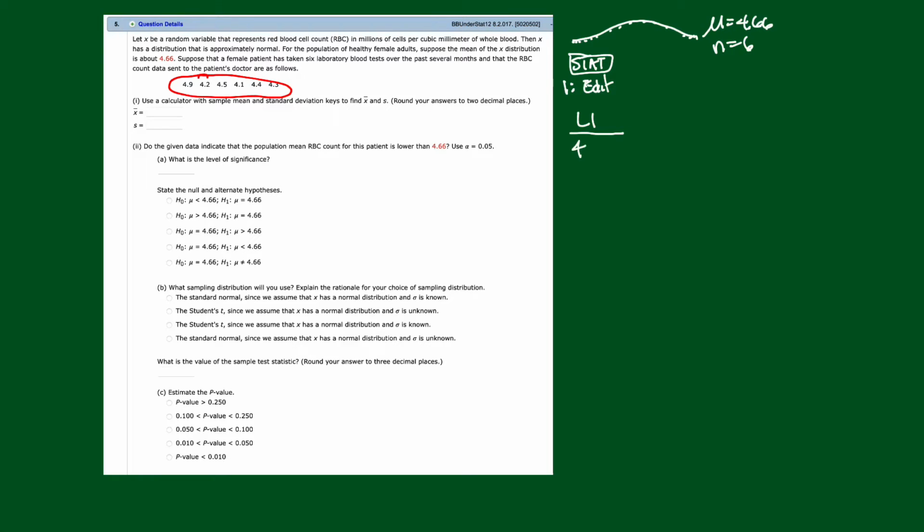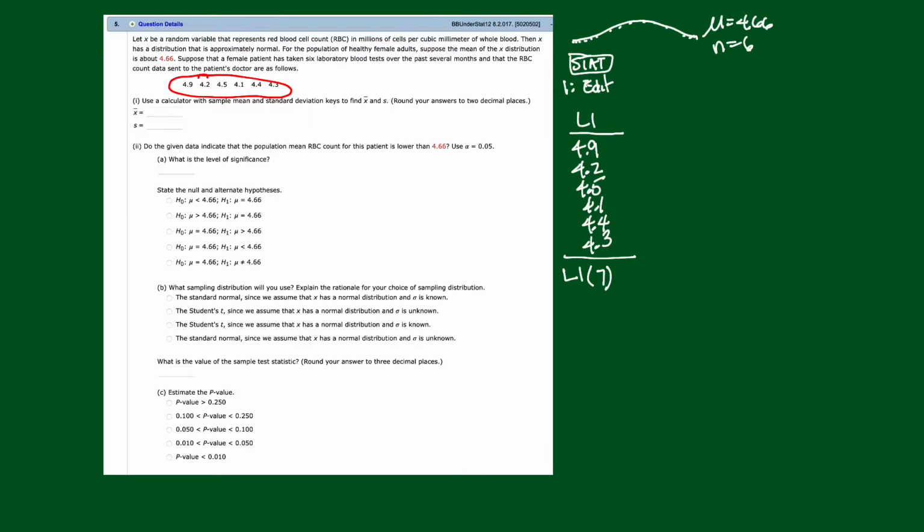So type in these numbers. I'll just read them for you. 4.9, enter. 4.2, enter. 4.5, enter. 4.1, enter. 4.4, enter. And 4.3, enter. Now down at the bottom, it should say L1, and in parentheses, how many pieces of data do we have in here? Let's be sure. 1, 2, 3, 4, 5, 6. So it should be reading 7, meaning it's expecting the 7th piece to come in, which means you have 6 pieces.